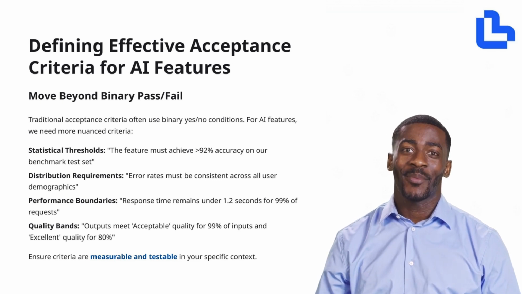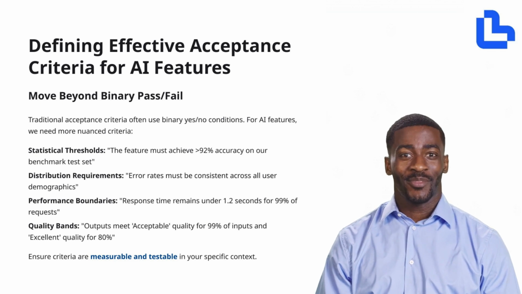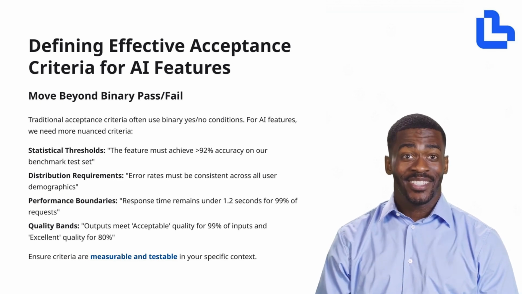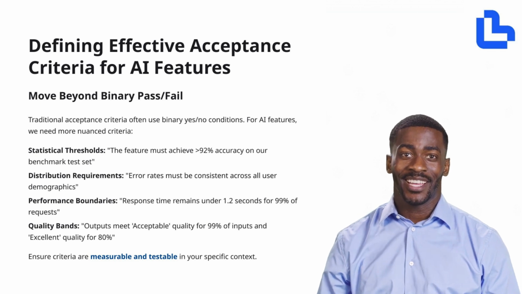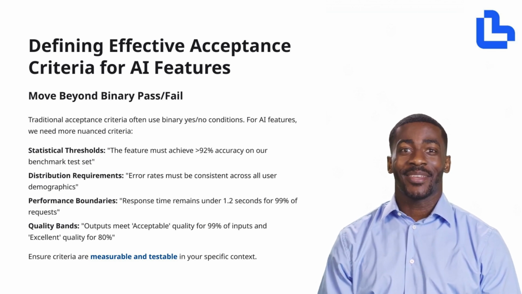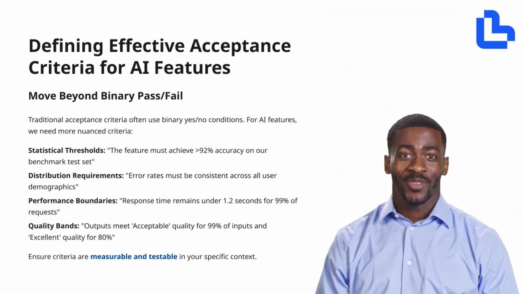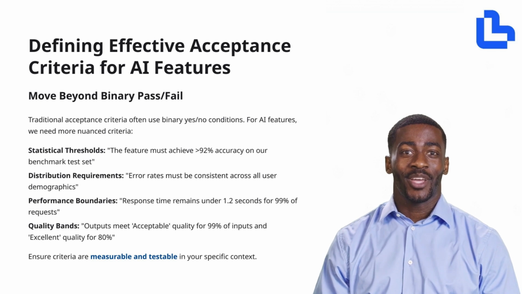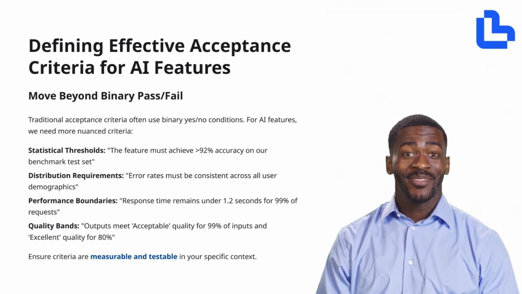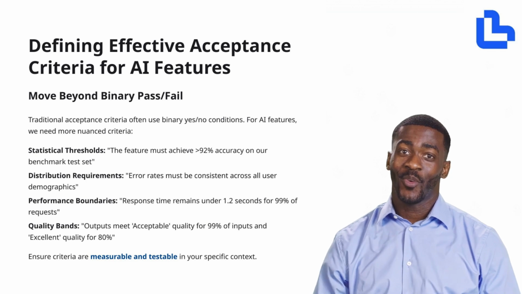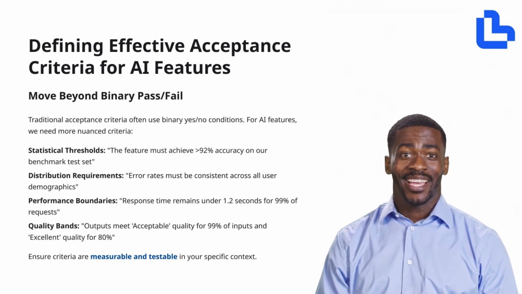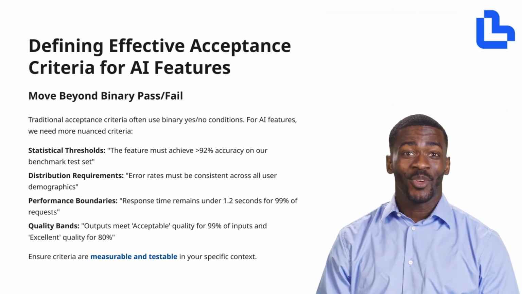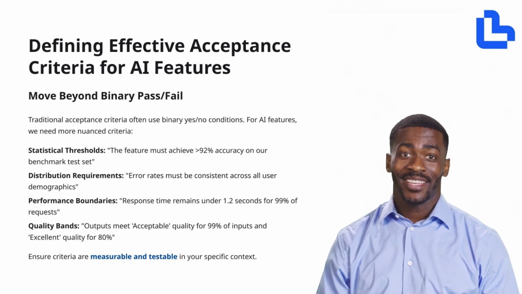Then, define performance boundaries. These might include response time limits, such as the system must respond in under 1.2 seconds for 99% of requests. This ensures the feature is not only accurate, but also fast and scalable. Finally, use quality bands to capture a range of acceptable outcomes. For example, you might specify that outputs must meet acceptable quality for 99% of inputs and excellent quality for at least 80%. This gives you a way to evaluate performance across different tiers and use cases.